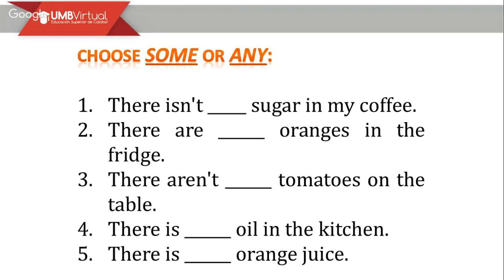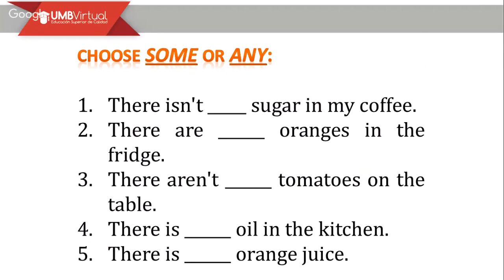So now we're going to see those five sentences and you're going to tell me if you think it's the correct option, some or any. Okay, number one, there isn't sugar in my coffee. So in this one, as we have right there, it is any. Why any? Porque estamos hablando en una oración que es negativa.